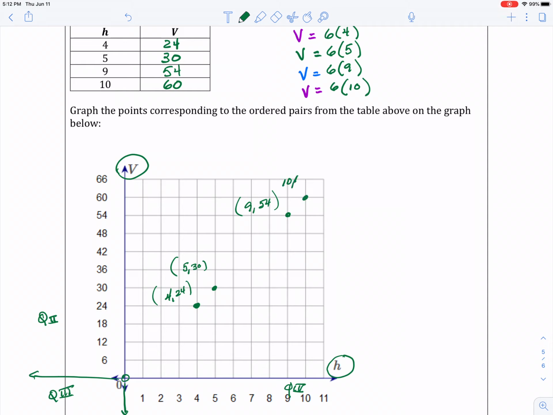So a height of 10 gives us a volume of 60. And I hope you can see that this is what we would call a linear, let's see if I can get it to straighten out, a linear equation. And all of those things are following along. You might even call this a model, since you've been hearing a lot in the news about models. All right, so that's a good place to stop.